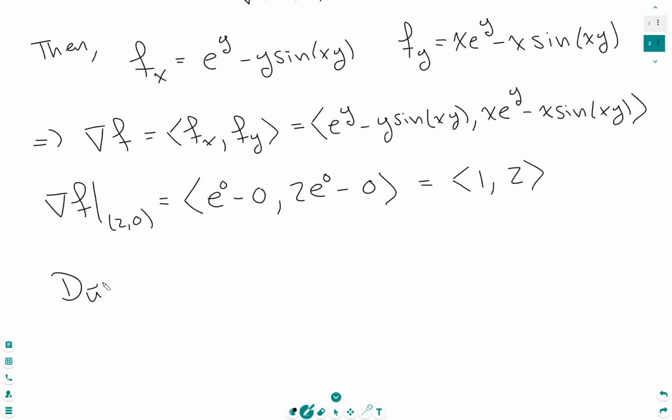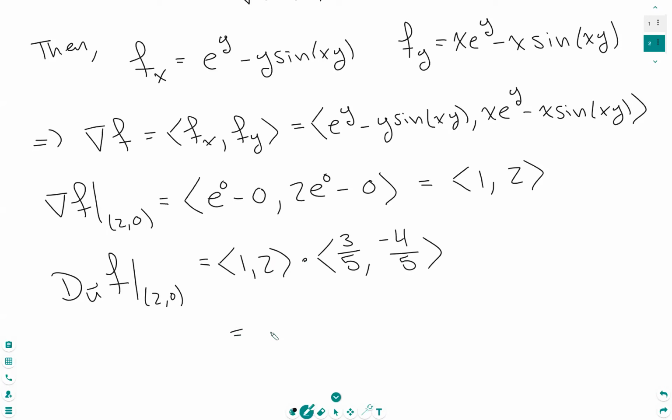So our directional derivative of f evaluated at 2, 0 is our gradient at that point, which we discovered was 1, 2. And we're dotting this with our u vector, which we found to be 3/5 and -4/5. So this gives us 3/5 minus 8/5, which is just -1. Cool. This is our first gradient calculation. We're gonna do a lot of those.